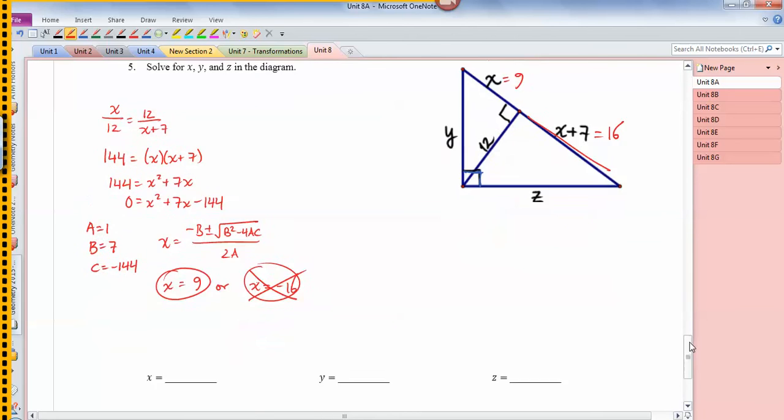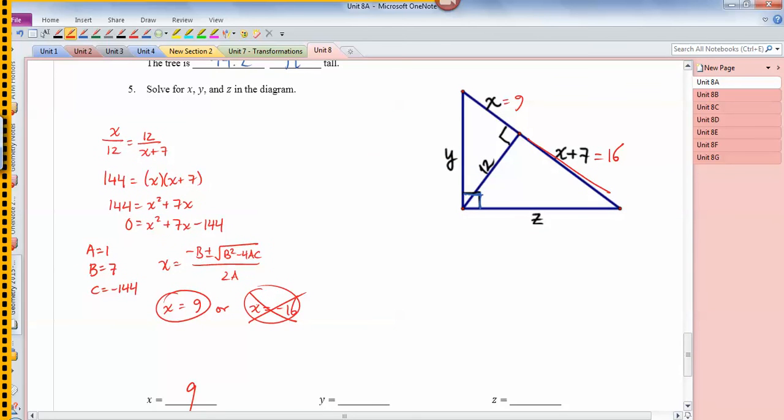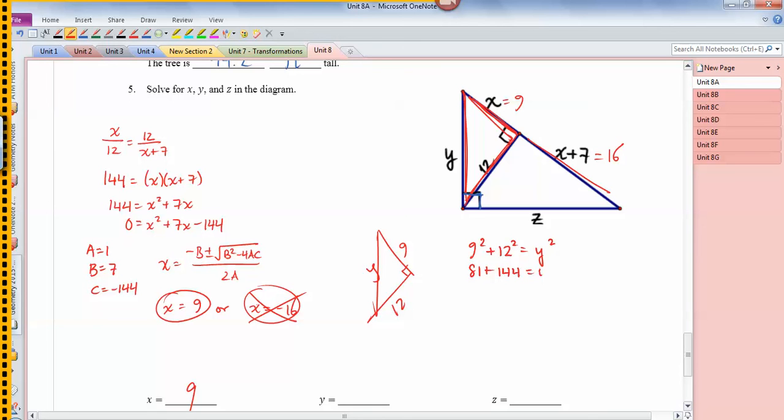Okay, so now we've got to solve for y and z. X is 9. So let's look at this. Right there, we've got this side's 9, this side's 12, this side's y, and it's a right triangle. 9, 12, and y. So if we do Pythagorean on this, it's 9 squared plus 12 squared equals y squared. So that's 81 plus 144 equals y squared. That's going to be 225 is y squared. And then if you take the square root, you get just 15.